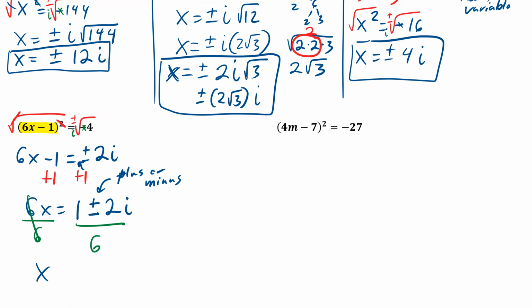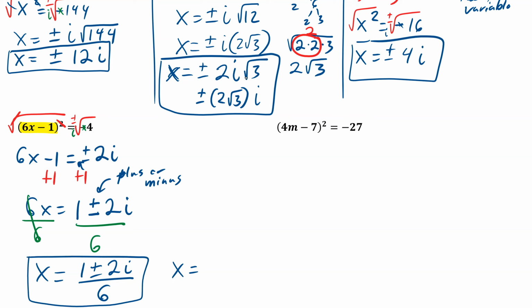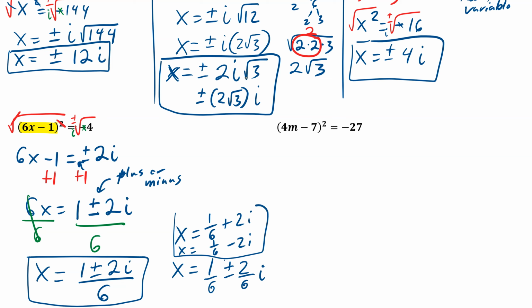And we end up with x equals 1 plus or minus 2i over 6. And that is our answer. Now, you can also split this up into x equals 1 over 6 plus or minus 2 over 6i, and then keep going and say this is x equals 1 over 6 plus 2i, and x equals 1 over 6 minus 2i. It's your choice, any of these are correct answers.